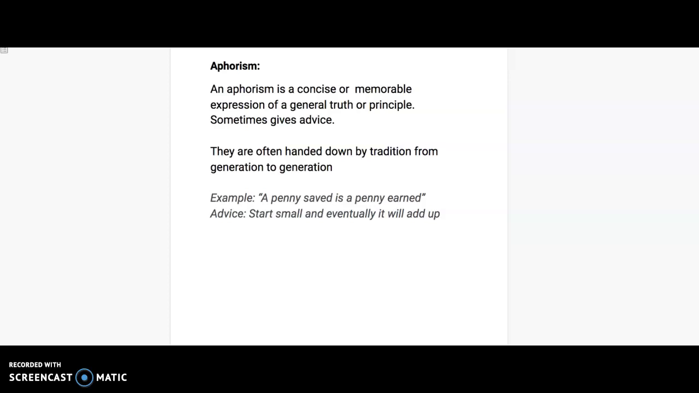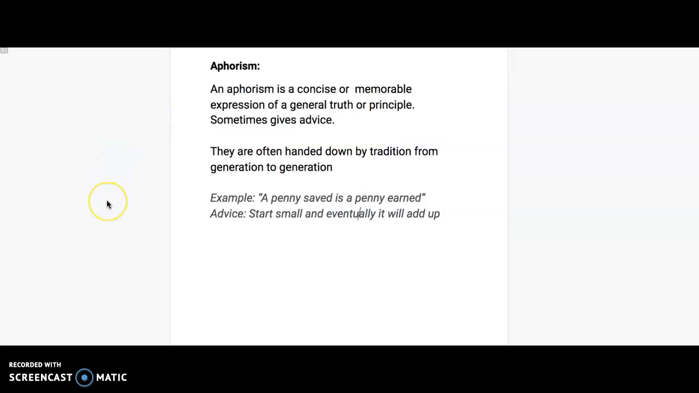All right, so Ben Franklin wrote Poor Richard's Almanac, which was infused with things called aphorisms. An aphorism is a concise or memorable expression of a general truth or principle. Sometimes it is meant to give you advice or insight. They're often handed down by tradition from generation to generation as advice.